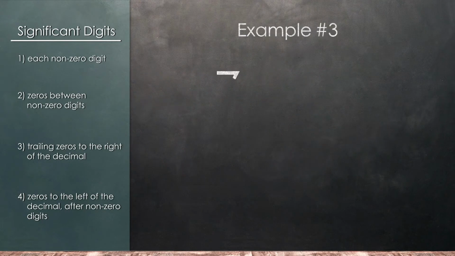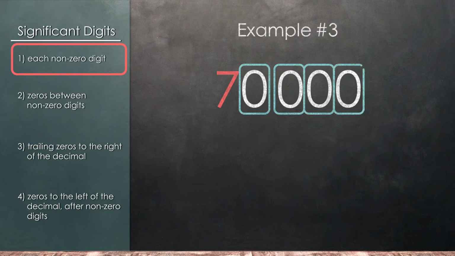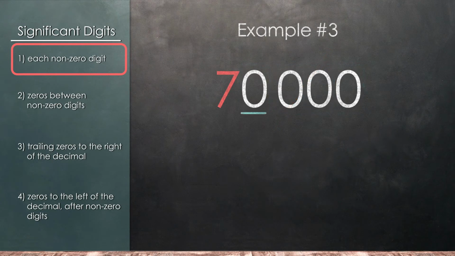Example 3. Consider the number 70,000. By rule number 1, the 7 is a significant digit, but the other digits are not. This is because the zeros after the 7 don't tell us if this number has been approximated to the nearest 10,000, 1,000, or any other place value. So the 7 is the only digit which gives us information about the accuracy of the number.